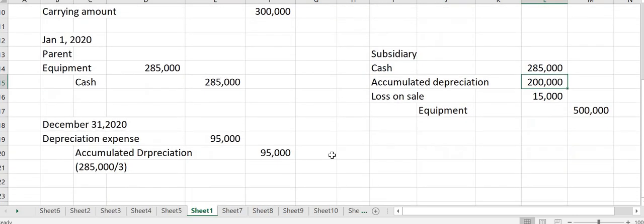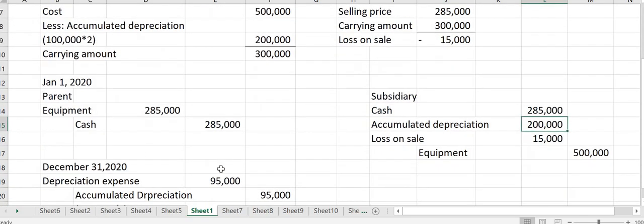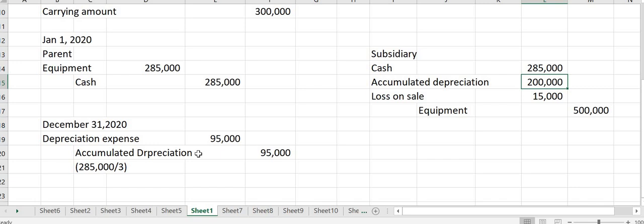And then, on December 31, 2020, since the property is now with the parent, the parent will now record the depreciation of the property. Of course, the one who records depreciation is the one in possession of the property. Since the parent, being the buying affiliate, recorded 285,000 as the cost of the property, and we have 3 years of remaining useful life, the depreciation should be 285,000 divided by 3. So, we have 95,000. It will debit depreciation expense of 95,000 and credit accumulated depreciation for 95,000. Okay?